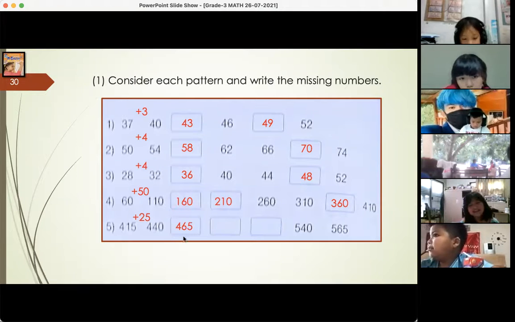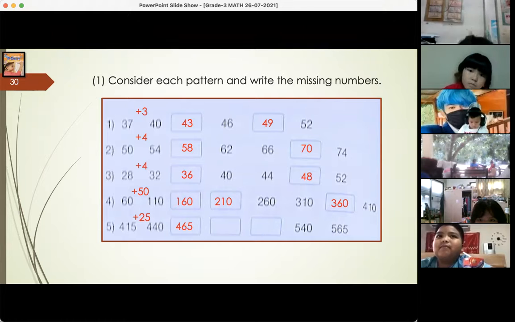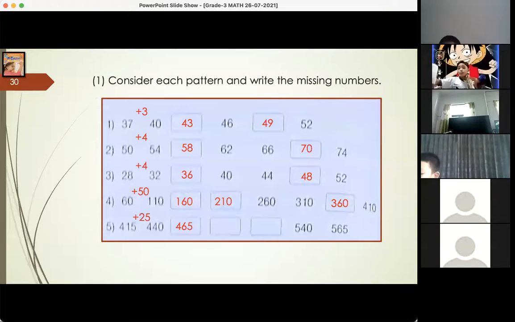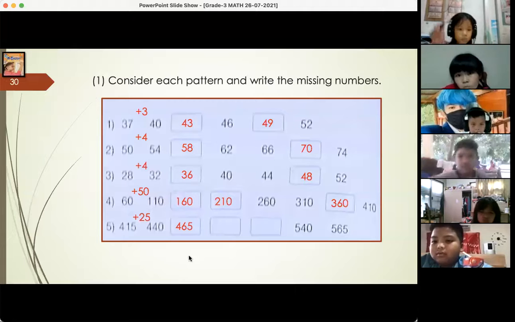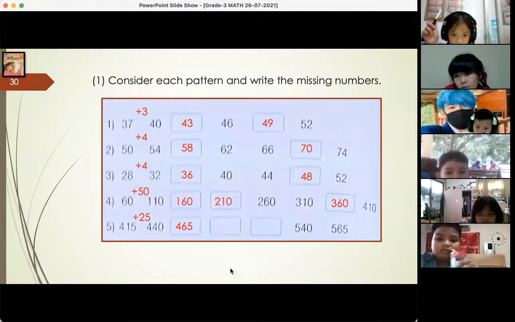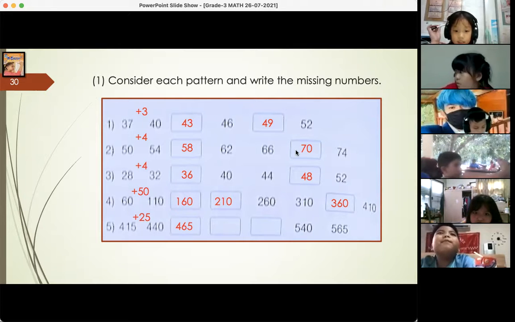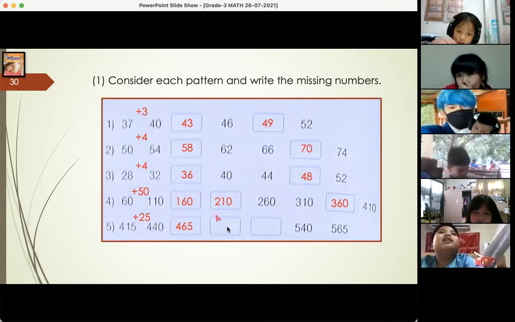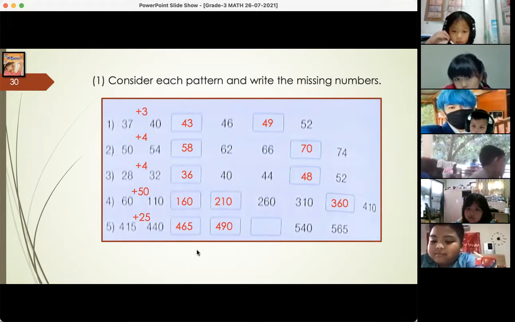Okay, now 465 plus 25 again. What will we have? What is the answer? Yada, go again. Yada, this is yours. 465. What's the next number? 490. Correct. 490. Okay, now last one.